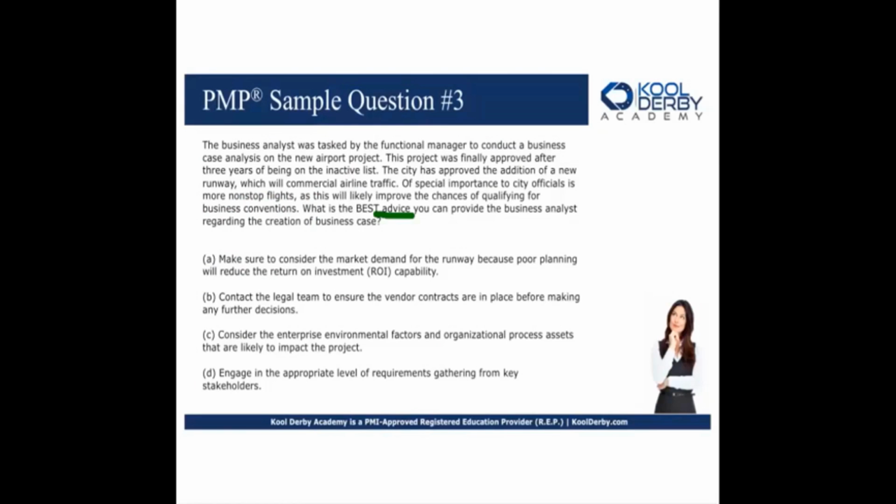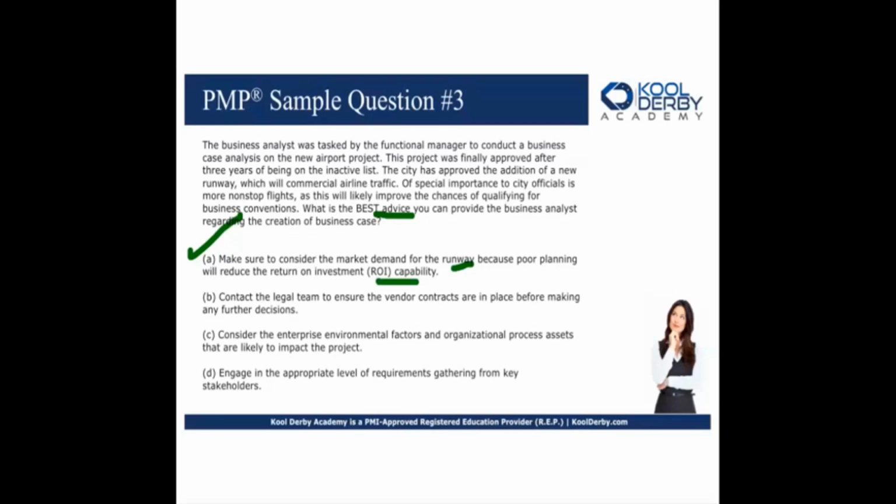A, make sure to consider the market demand for the runway because poor planning will reduce return on investment capability. B, contact the legal team to ensure the vendor contracts are in place before making any further decisions. C, consider the enterprise environmental factors and organizational process assets that are likely to impact the project. Or D, engage in the appropriate level of requirements gathering from key stakeholders.